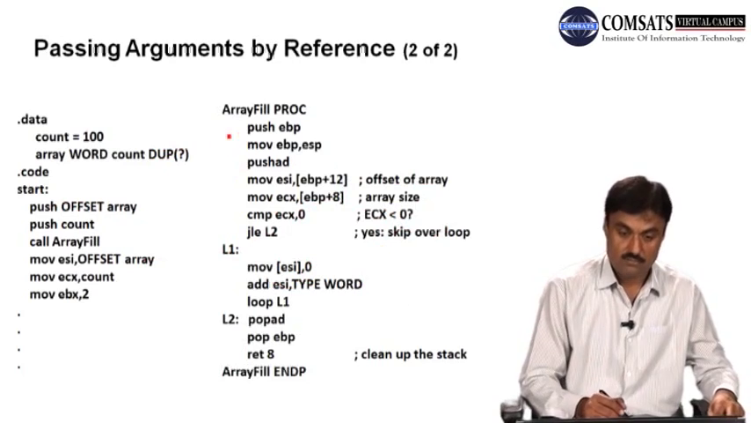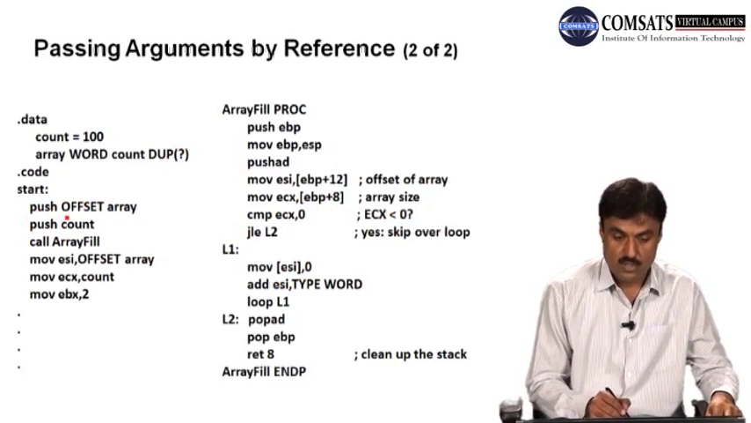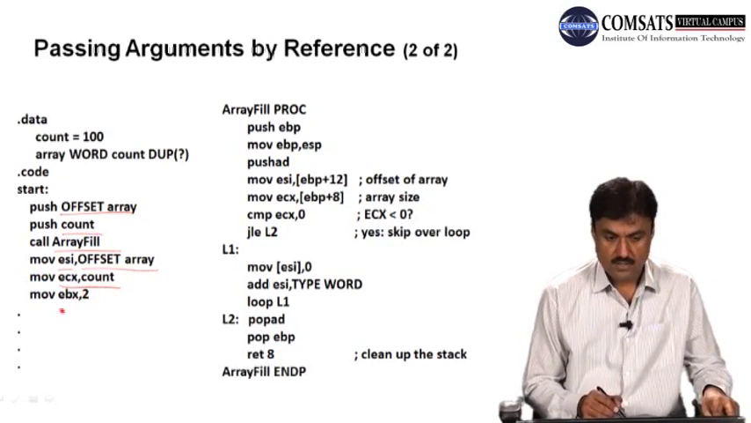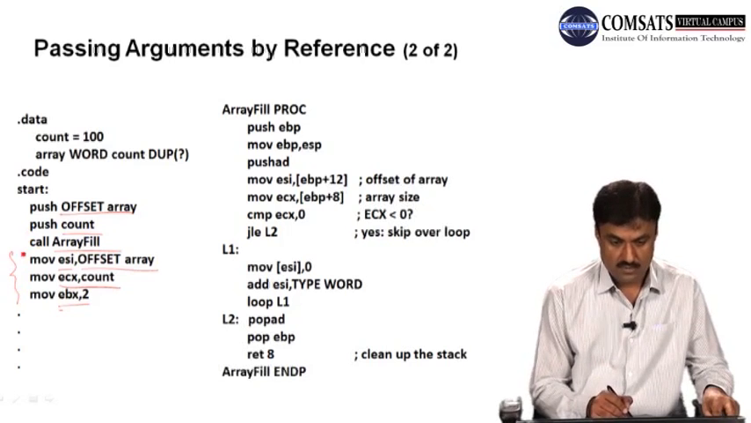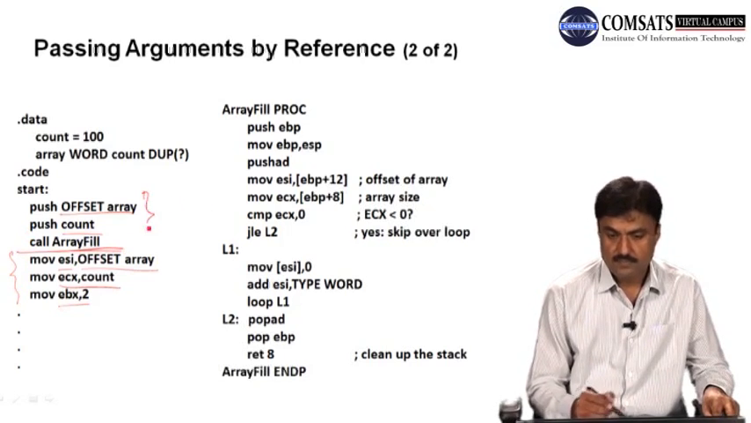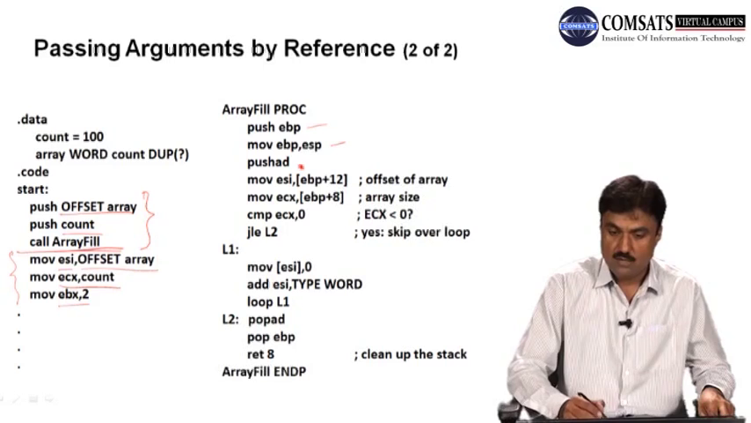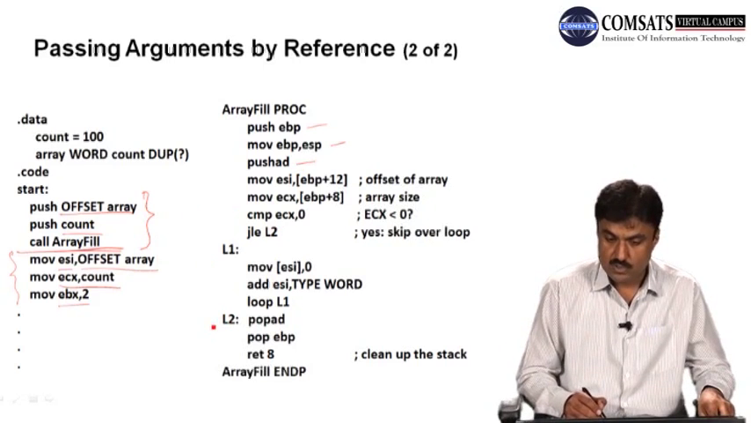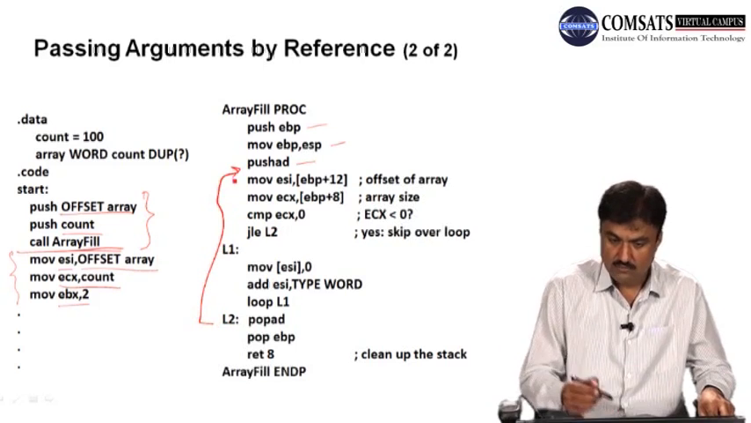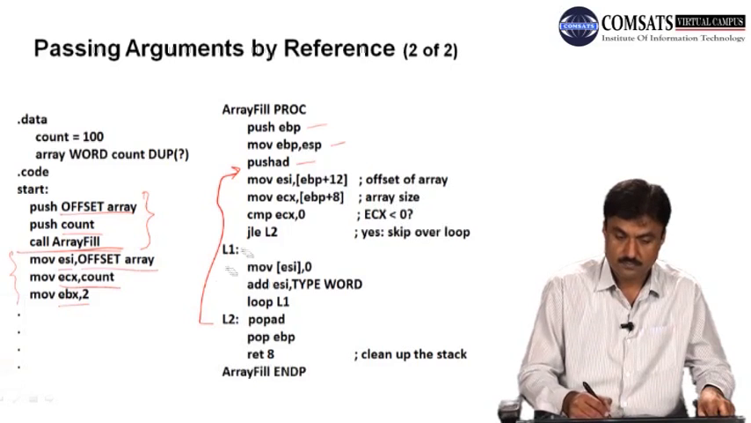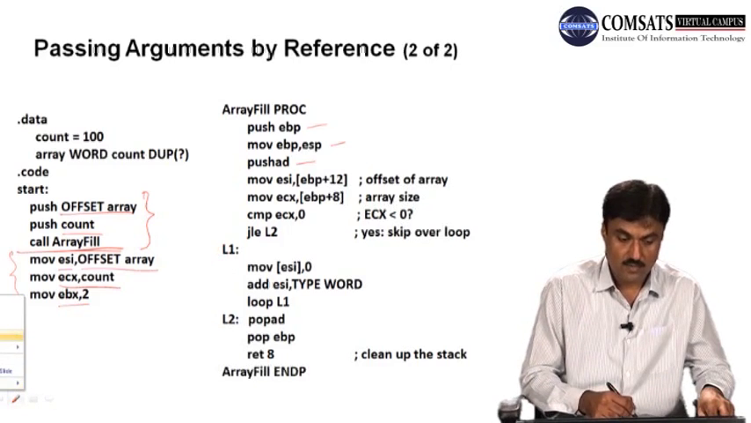Here is a complete example of this array. We push offset, push count, and call array fill. We move ESI to the offset of the array, ECX, and so on. Up to here, we are calling the procedure. Inside it, you can see EBP has been pushed and ESP has been assigned. If we push all registers, then we also pop all these registers. If we push, then definitely we pop all those registers.